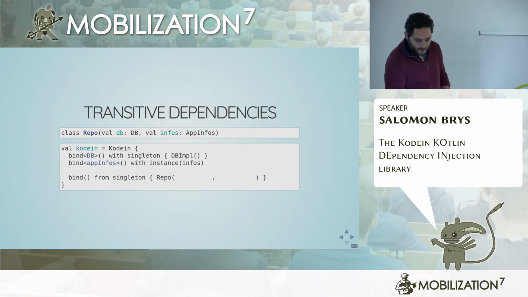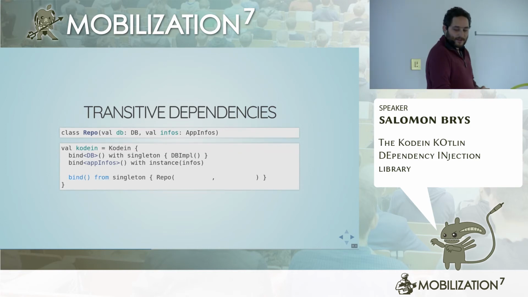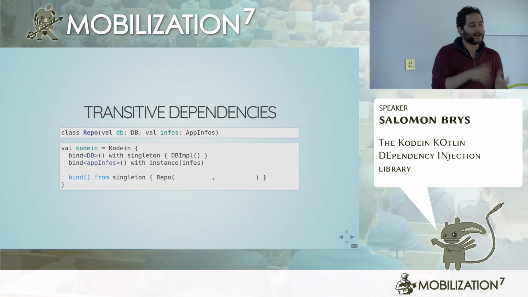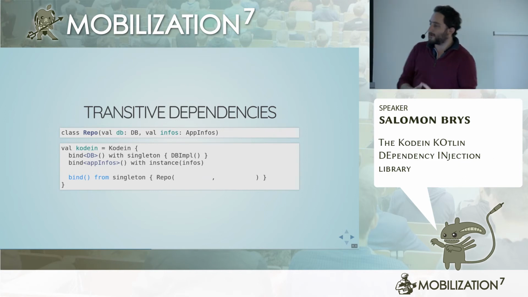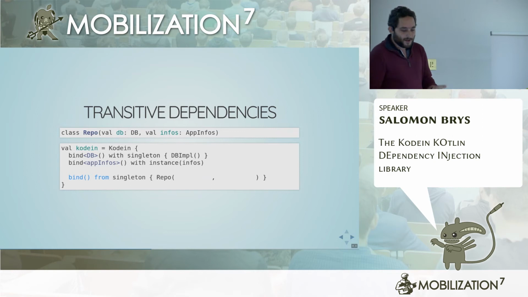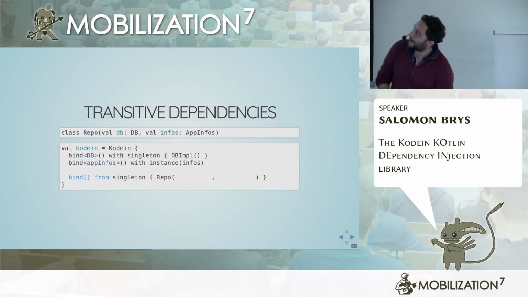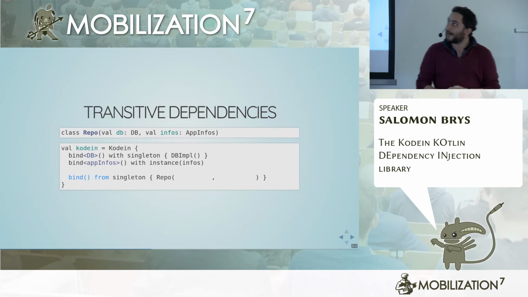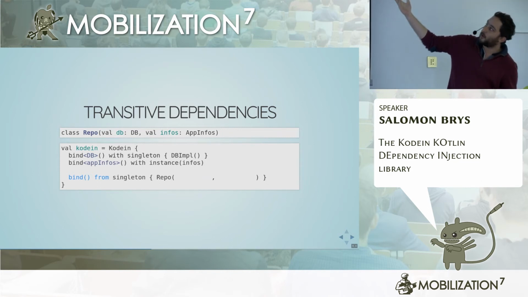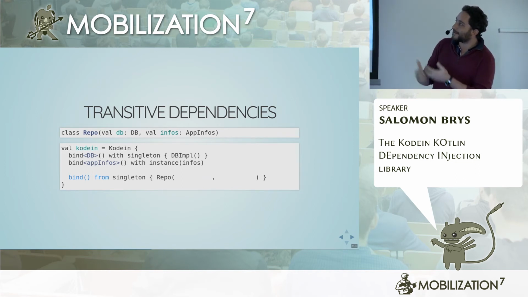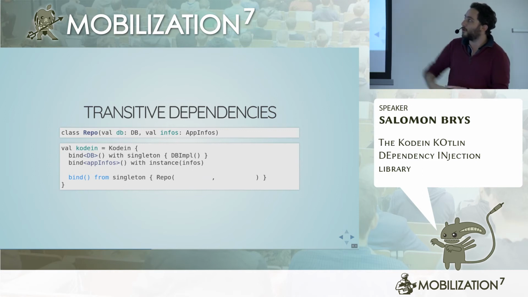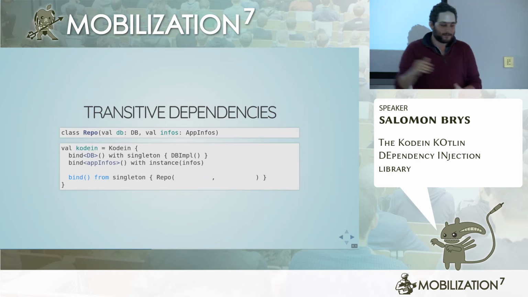First, I want to attract your attention to this new syntax. This new syntax is to avoid saying I want to bind a repo to a repo. When you're binding a type to itself because you're not using an interface, shame on you, but you can use this syntax. So we have a repo class at the top of this slide, and it takes a database and an object that is called appinfo, because why not? So the question is, how do I get instances of database and info inside the lambda that is my binding?